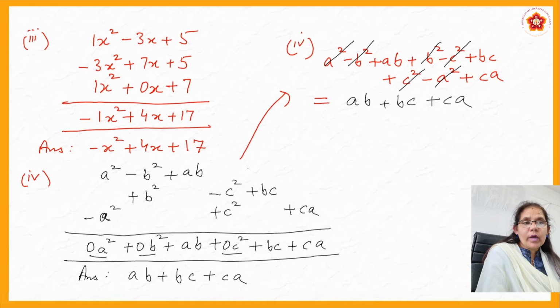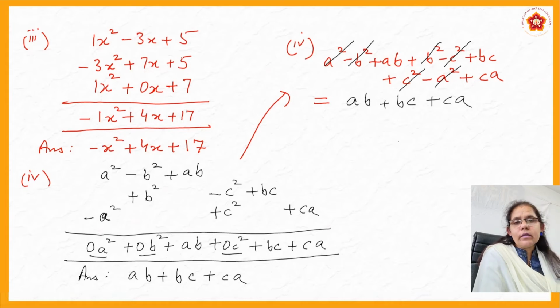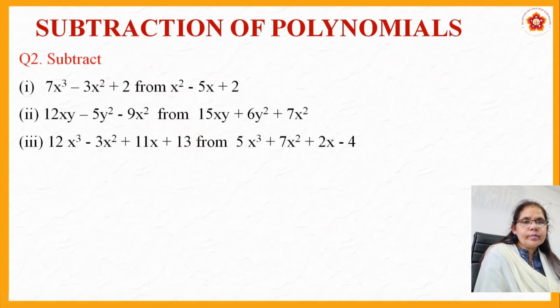So whichever way you are comfortable, writing it in columns and then solving it, or simply putting the polynomials in a row one after the other and then solving it. We'll now come to subtraction. Subtract 7x cube minus 3x square plus 2 from x square minus 5x plus 2.